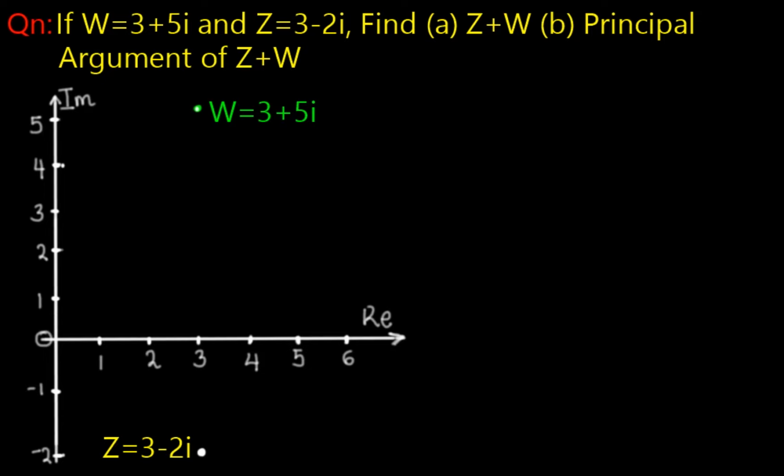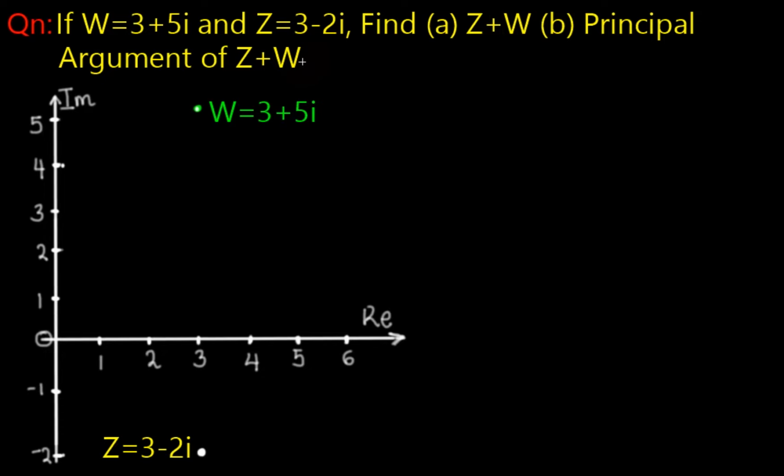Hello everyone, in today's lesson we are going to look at how to add and subtract complex numbers on a complex plane and obtain the principal argument of the resultant complex number. Now on our screen we have a question. If w equals 3 plus 5i and z equals 3 minus 2i, find part A, z plus w, part B, the principal argument of z plus w.